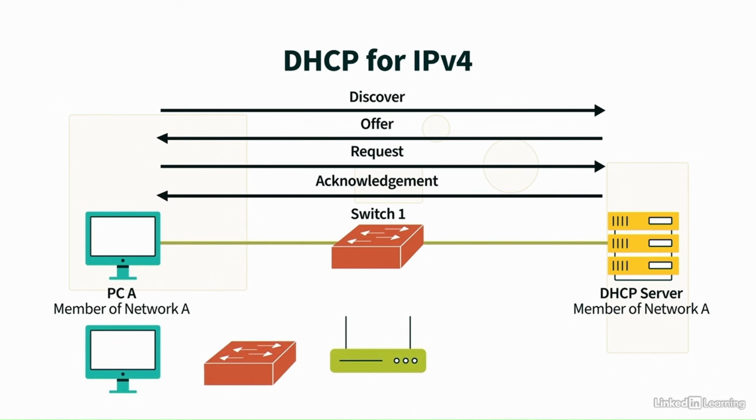But there's a bit of an issue if there's a router separating the network device from the DHCP server, as we see here. When PCB sends out its Discover broadcast, that broadcast is dropped by the router.